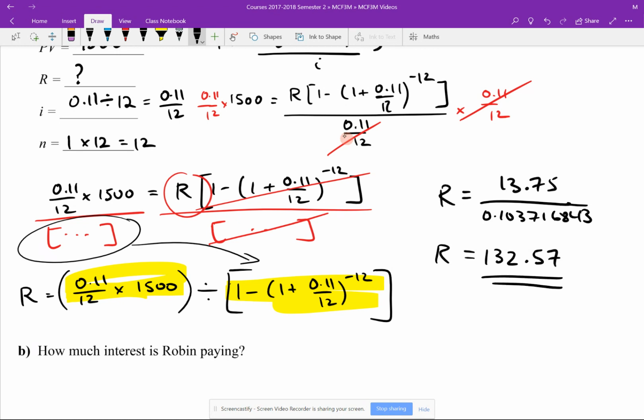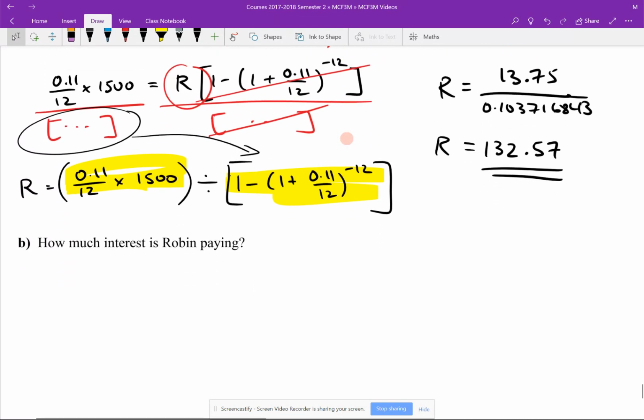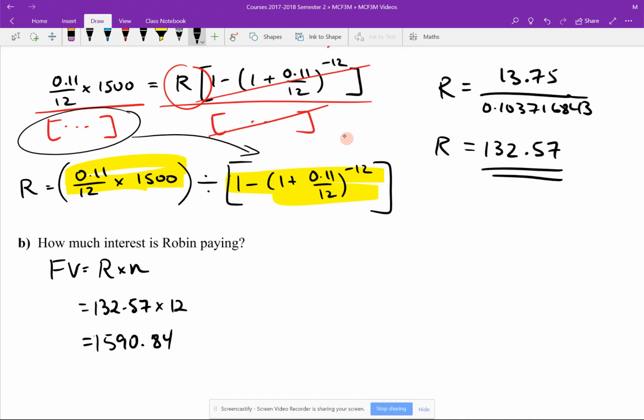So $132.57 is the regular payment that she must make so that she can pay back that $1,500 bike in 1 year. Now, how much interest does Robin end up paying? Well, the future value is equal to the regular payment times the number of payments. So if she's making a $132.57 payment times 12 payments, that's a future value of $1,590.84. So she's paying more than the actual cost of the bike. The interest is the price you pay for borrowing money to pay for that bike.